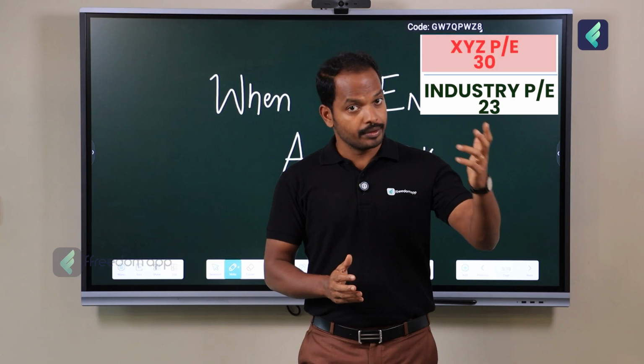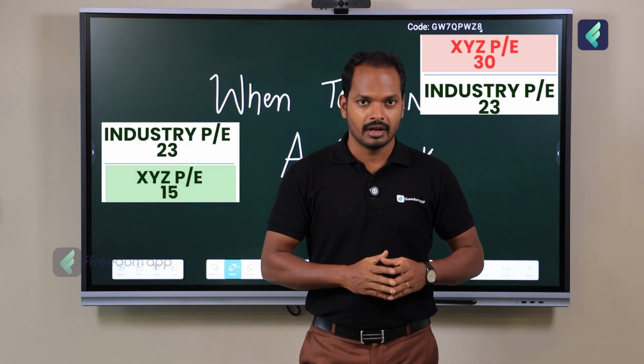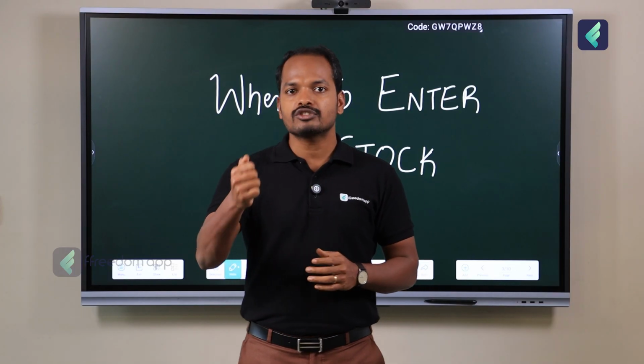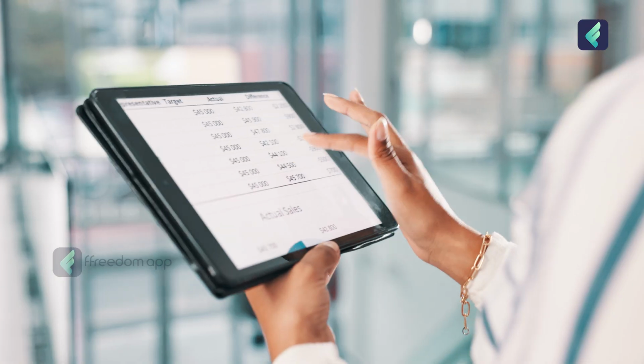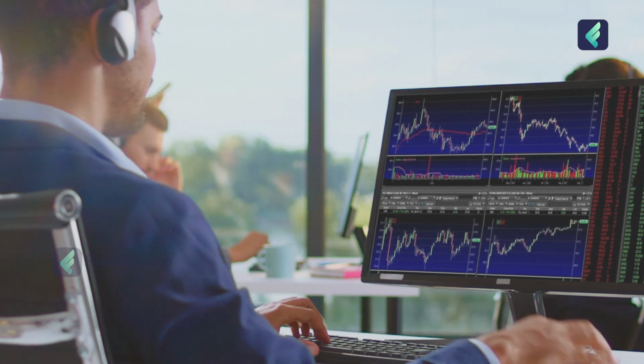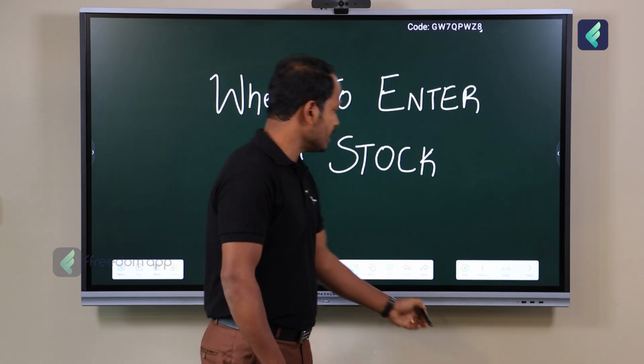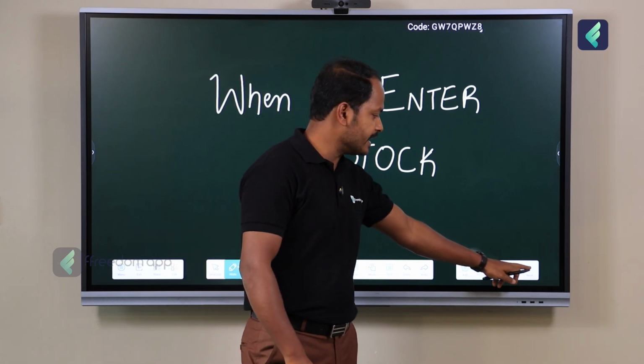In the previous video of Stock Market Super Series, we discussed about PE ratio, how to distinguish between overvalued stock and an undervalued stock. But there is a question, there are so many stocks out there. Which bunch of stocks should I analyze? How to choose those? That's the thing we are discussing in this video. When to enter a stock and how to decide it.